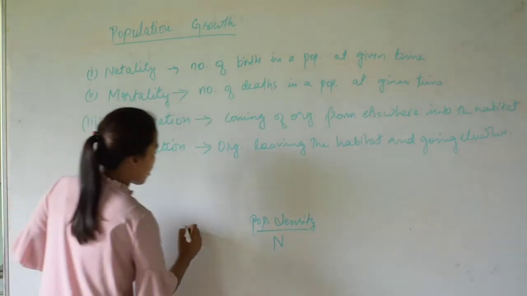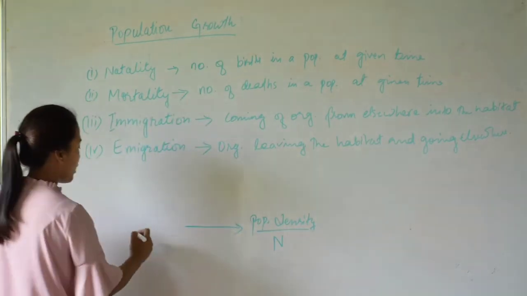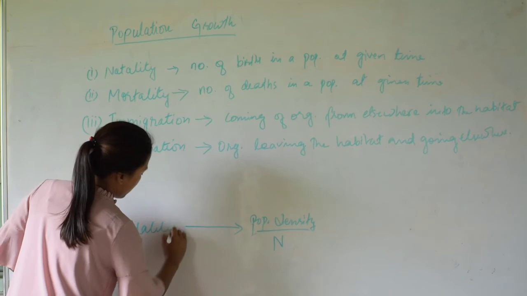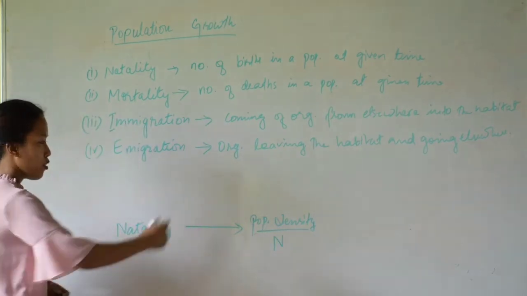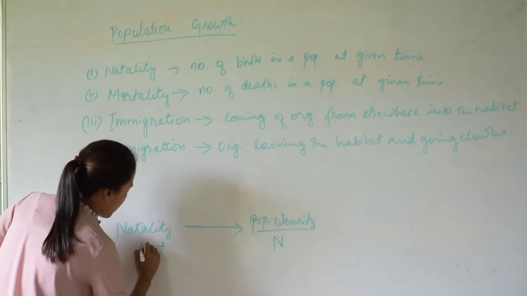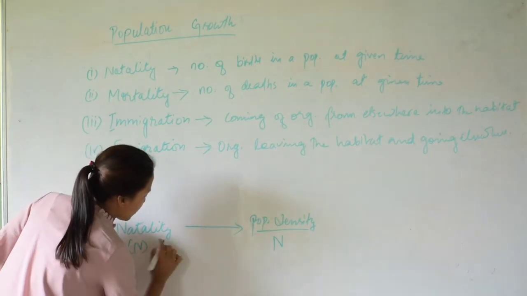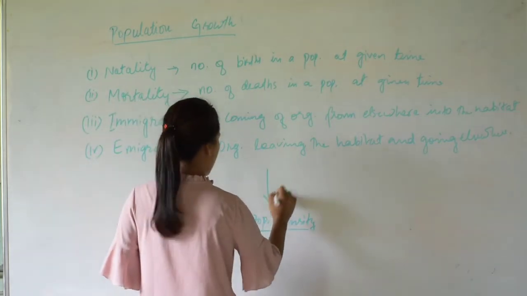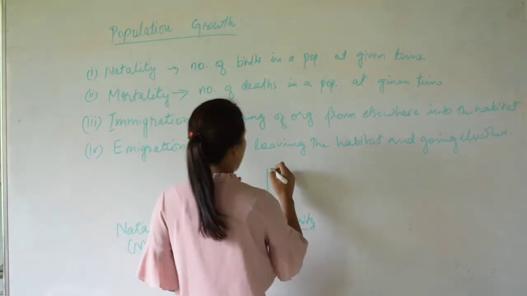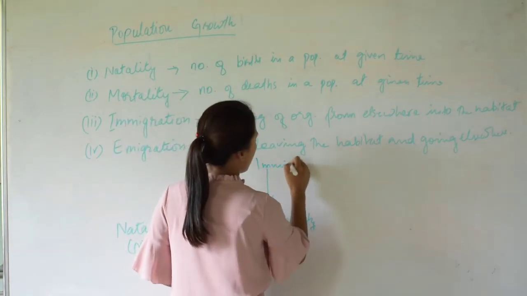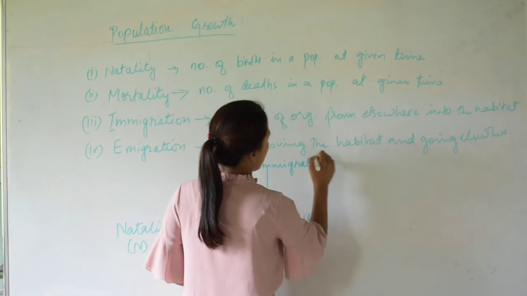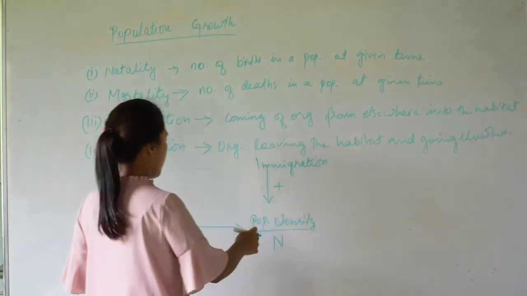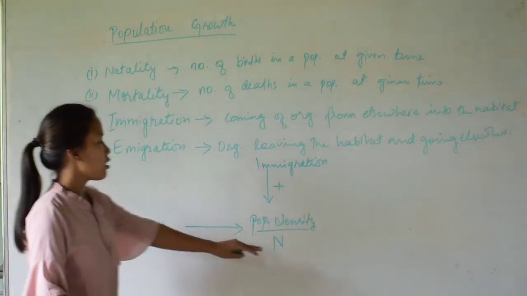Now if organisms are born in a habitat, that is natality, that means addition of new organisms to the habitat, so plus, that means organisms are added to this population. Now the other one is immigration. Immigration means the coming of organisms from elsewhere to the habitat. So this would also mean plus, because some organisms are being added to this population.